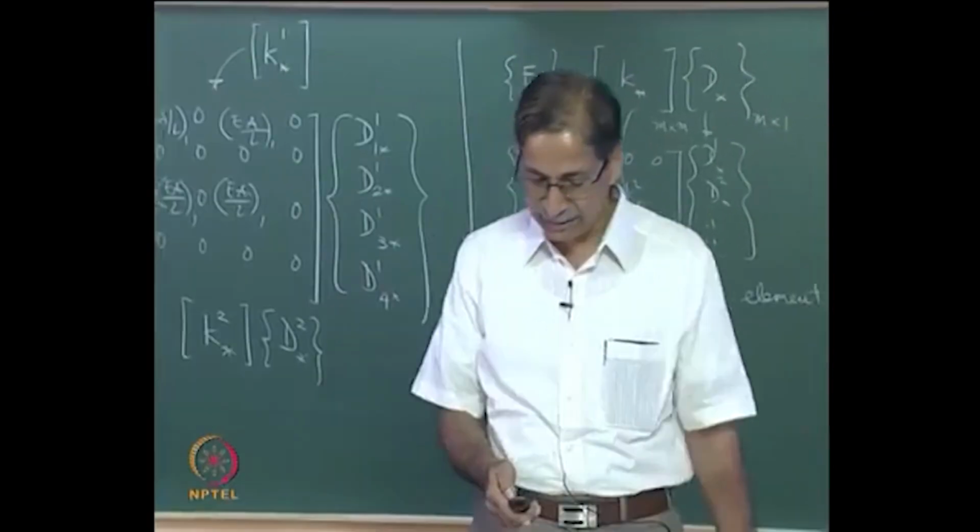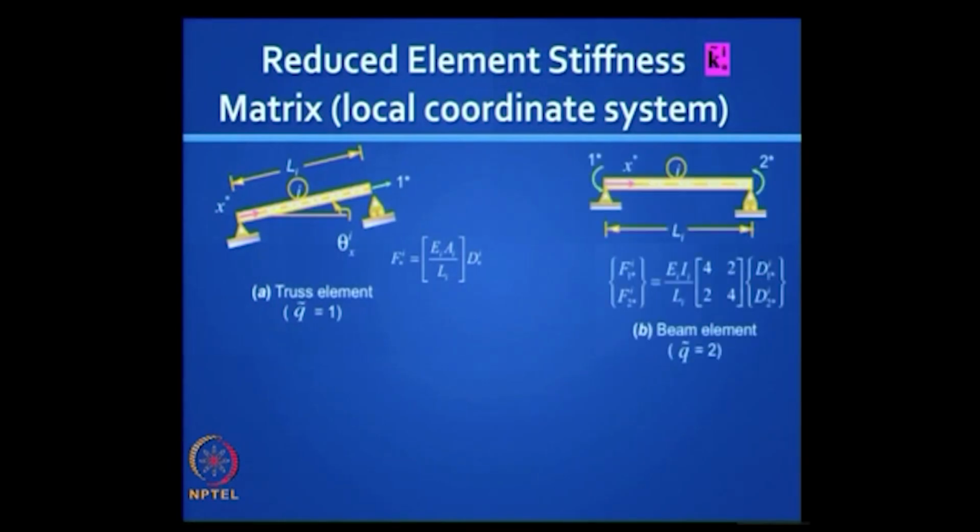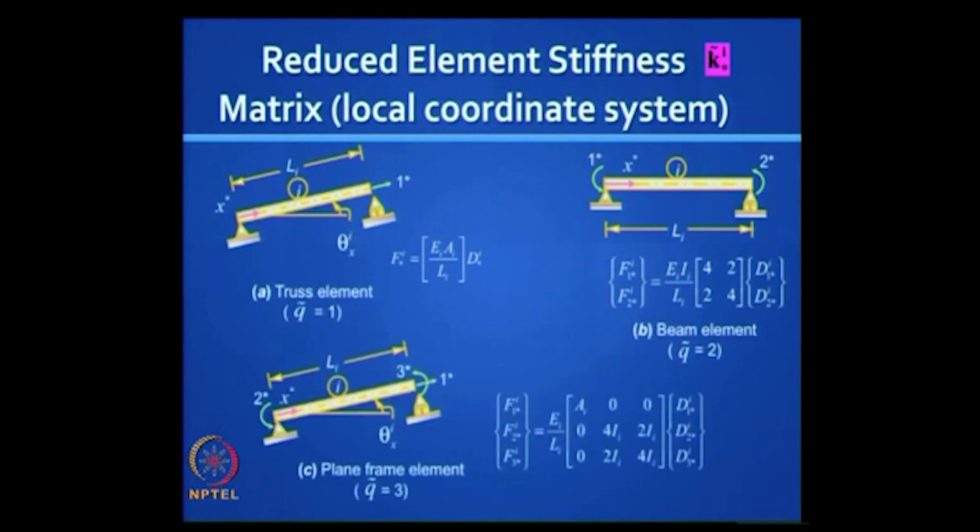Okay, that's your truss element, and we call that axial stiffness. What about your beam element? You are familiar with this, the values will be 4EI/L, 2EI/L, right? What about the plane frame?